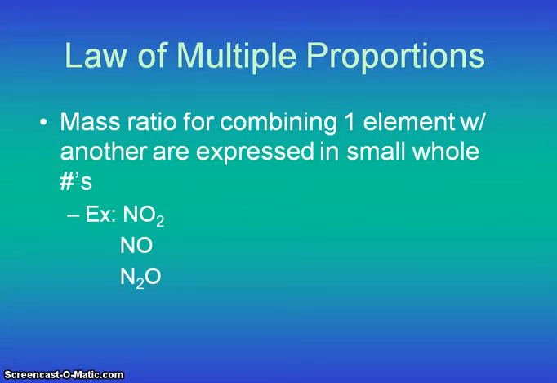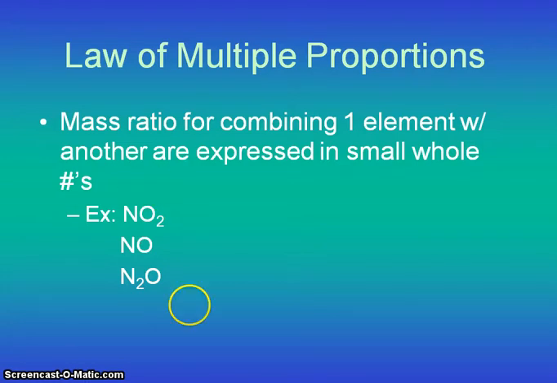And the third law is the law of multiple proportions, which says that the mass ratios for combining one element with another are going to be expressed in small whole number ratios. So essentially, you're not going to have 3/4 of an oxygen combining with 2/3 of a nitrogen. They're always going to be combining in whole numbers. Now, depending on how they have combined, they will give the compound completely different properties.